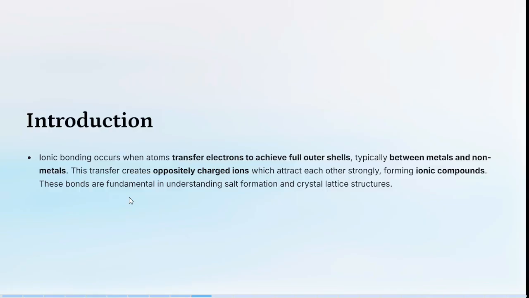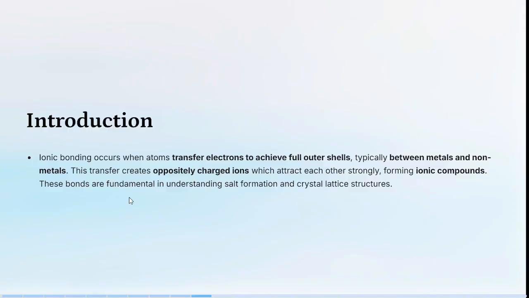Ionic bonding occurs when an atom transfers electrons to achieve a full outer shell. It's not just the transfer of electrons that you call ionic bonding. When the transfer of electrons achieves a full outer shell, that is what is called ionic bonding. This is typically the kind of bonding that occurs between metals and non-metals, and it is a transfer that creates oppositely charged ions.